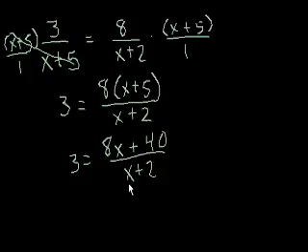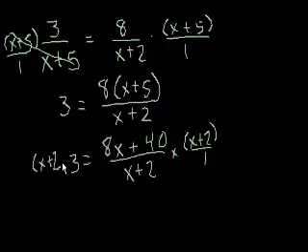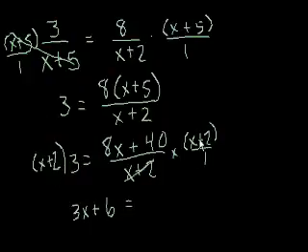Now we want to get rid of this x plus 2, and we can do it the same way. We can multiply both sides of this equation by x plus 2 over 1, x plus 2. We could just say we're multiplying both sides by x plus 2. That 1 is a little unnecessary. So the left-hand side becomes 3x plus 6. Remember, always distribute the 3 times, because you're multiplying it times the whole expression, x plus 2. And on the right-hand side, well, this x plus 2 and this x plus 2 will cancel out, and we're left with 8x plus 40.